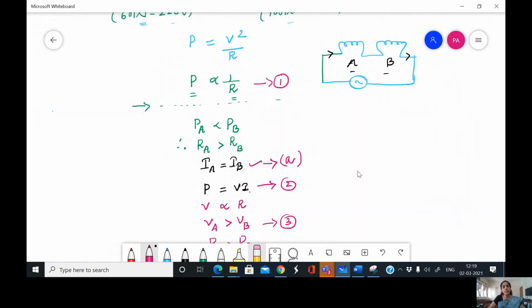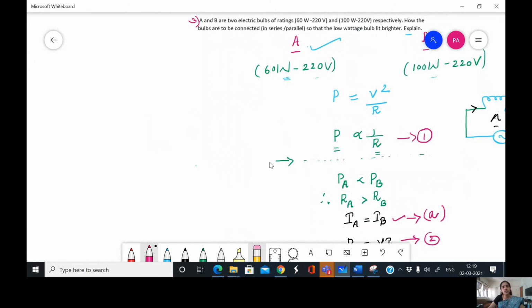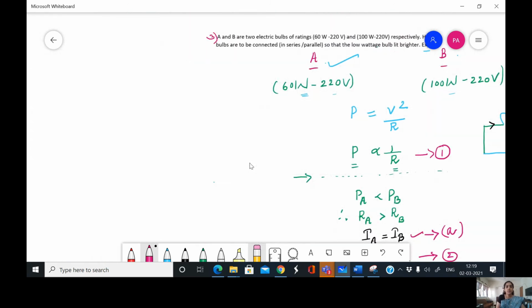Now let us see what happens in parallel connection. For that, again, let me draw the figure. The bulbs are in parallel now.